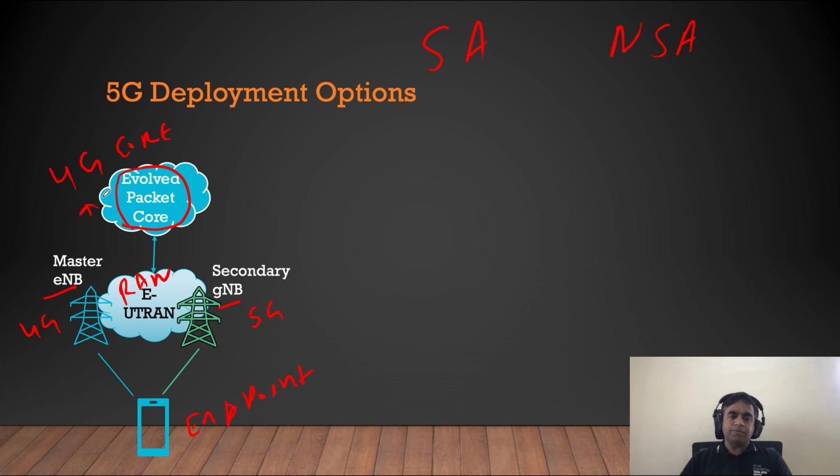So this type of deployment where you are moving your access network, your radio network to the G node B, and at the same time, all the control plane signaling still stays with this E node B, is a type of non-standalone deployment.